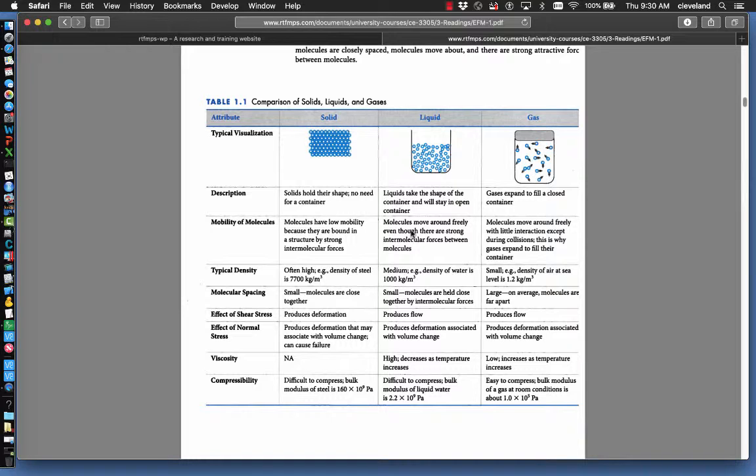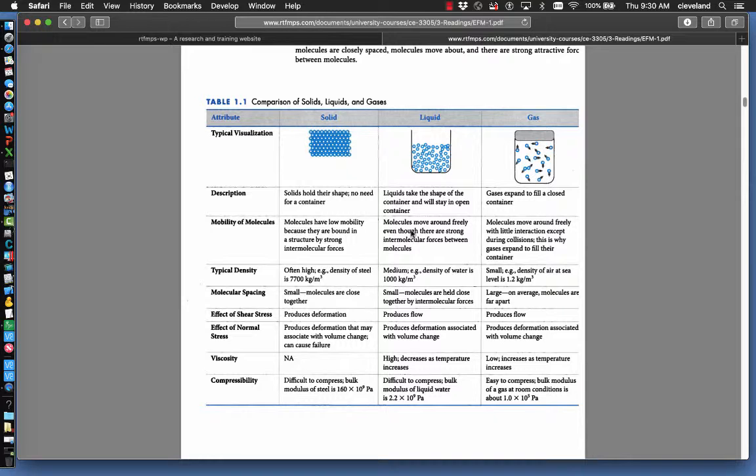Let's now consider the second column of the table, the liquid column. In this case, the molecules of the liquid have a little more spacing and they can move around one another, and they need a container to hold them, otherwise they spread out as far as they can until they make a monomolecular layer. The liquid will assume the shape of the container, and if the container is open, the liquid will stay in the container. So your cup of coffee is a good example of a liquid.